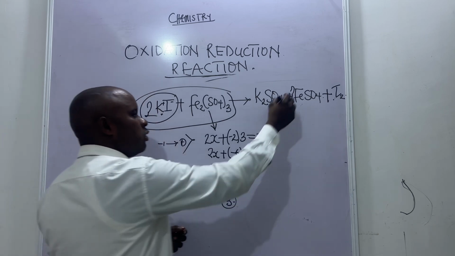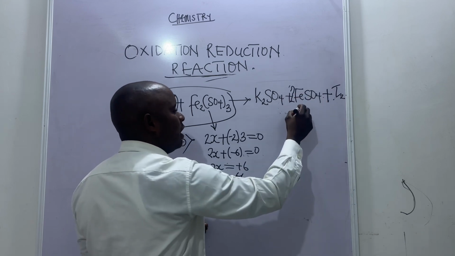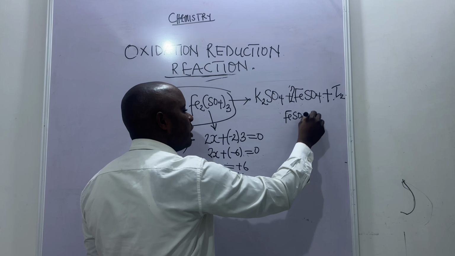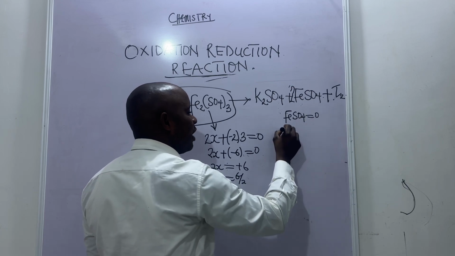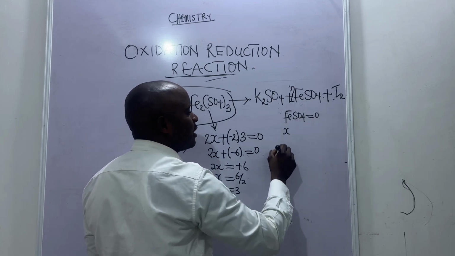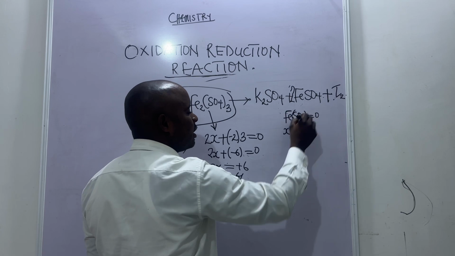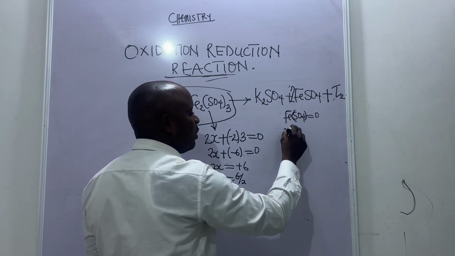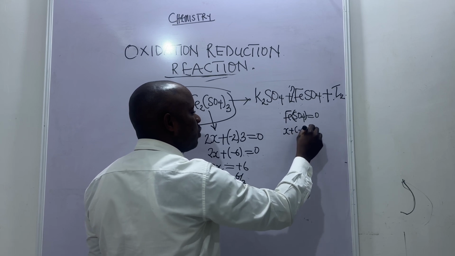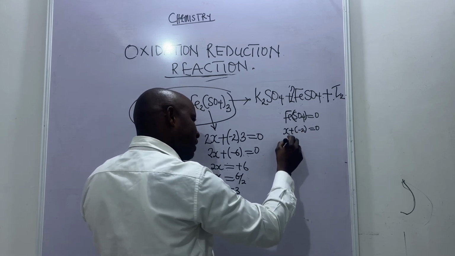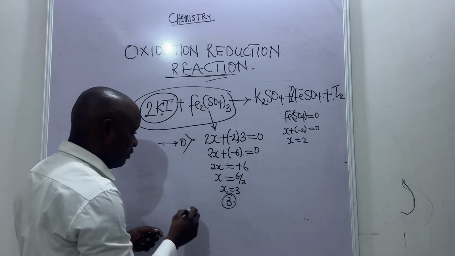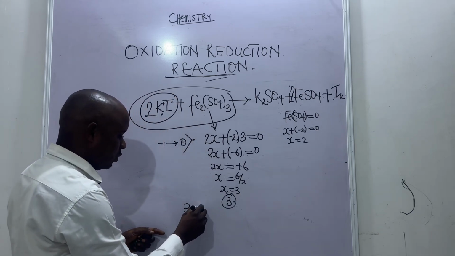So let's look at the oxidation state of this iron here. We said FeSO4 is equated to 0. Iron here, I'm going to take it to be S. The oxidation state of this is -2. Let's take it to be S plus -2 equals 0. By so doing, S equals 2. So the oxidation state of iron here moved from 3 to 2.